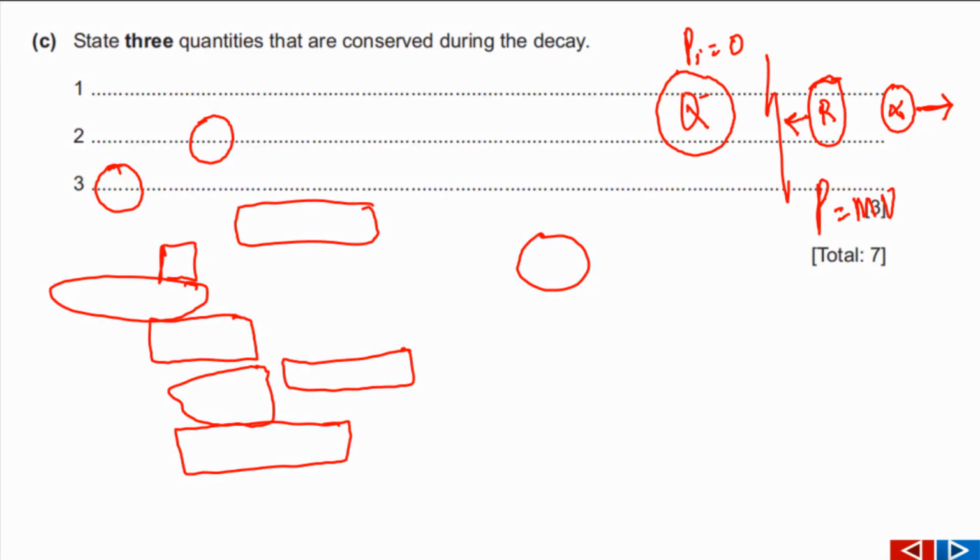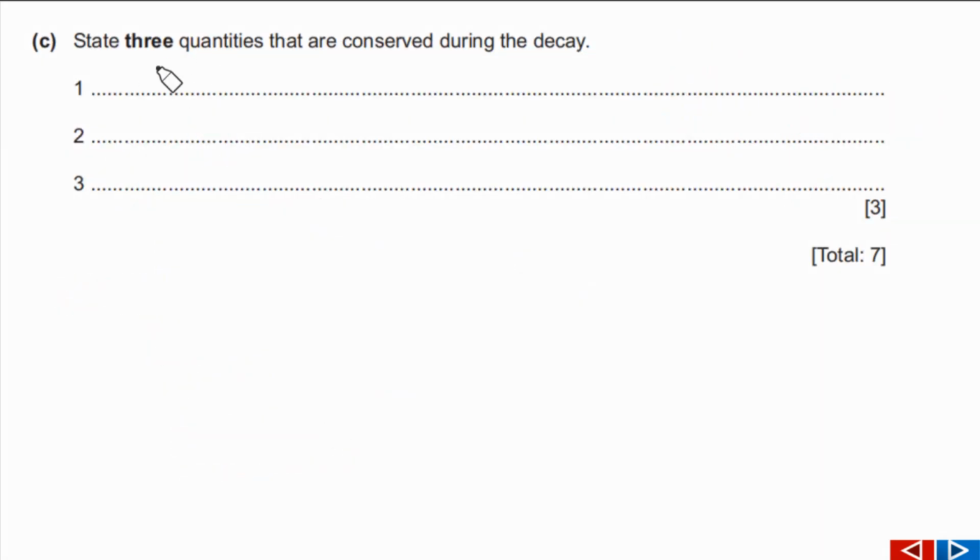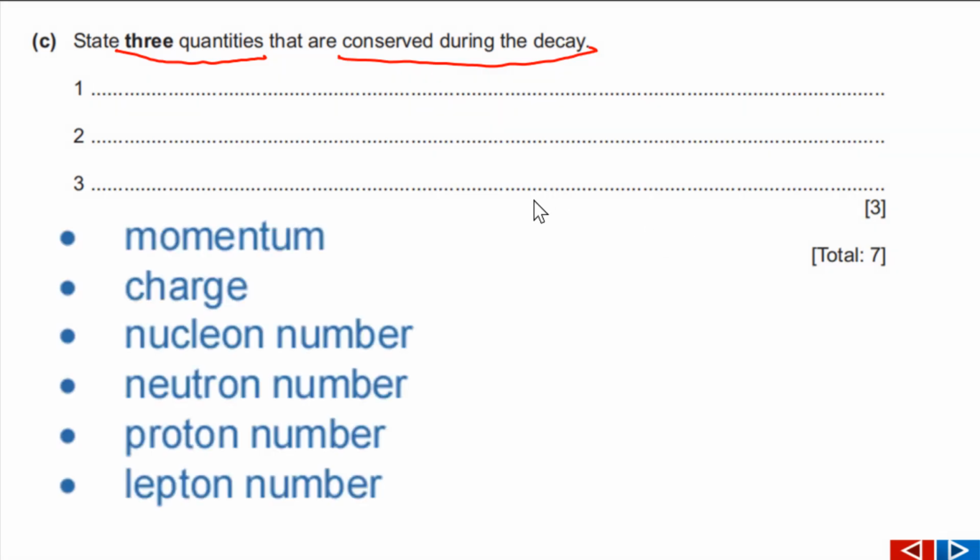And for the last part, we need to state three quantities that are conserved during the decay. So in any decay, momentum has to be conserved, charge has to be conserved, nucleon number, meaning the mass number, has to be conserved, neutron number has to be conserved, proton number has to be conserved, lepton number has to be conserved, and mass energy on both sides has to be conserved. So these are the things you have to write down in your answer. You can write down any three of them.